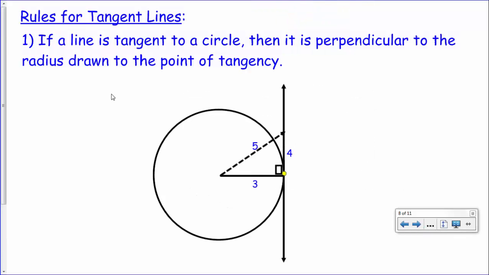We have a few rules for tangent lines. If a line is tangent to a circle, it is perpendicular to the radius drawn to the point of tangency. So what you can see here are right triangles. We could use things like Pythagorean theorem, SOHCAHTOA, and other things to help us find different lengths now for the radius, or for a segment, or for a piece of a line or segment that's inside or outside of the circle.